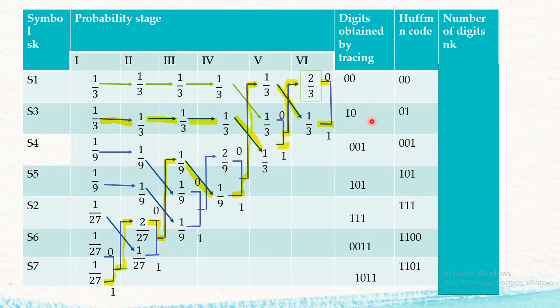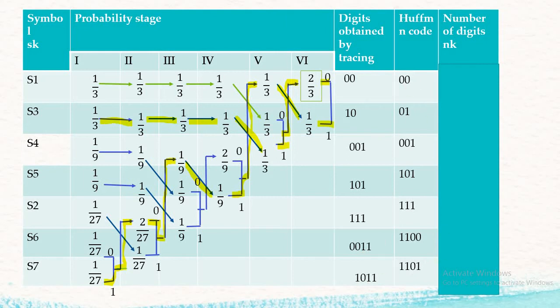1 0. This 1 0 is converted into 0 1. This 0 0 1 is converted to 1 0 0. This 1 0 1 is converted to 1 0 1. 1 1 1 is converted to 1 1 1. 0 0 1 1 is converted to 1 1 0 0. 1 0 1 1 is converted into 1 1 0 1. So in this way we find out the Huffman code.